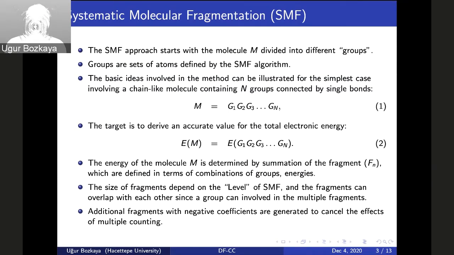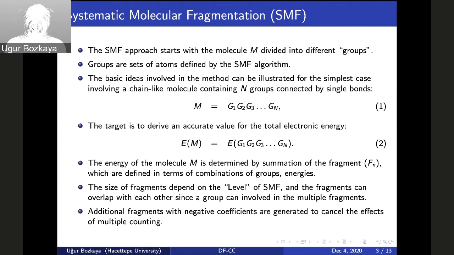The basic ideas involved in the method can be illustrated for the simplest case involving a chain-like molecule containing N groups connected by single bonds. For example, this is our molecule, which includes the N groups. The target is to derive an accurate value for the total electronic energy, which is a function of groups. And the energy of the molecule M is determined by the summation of the fragments, which are defined in terms of the combination of groups.